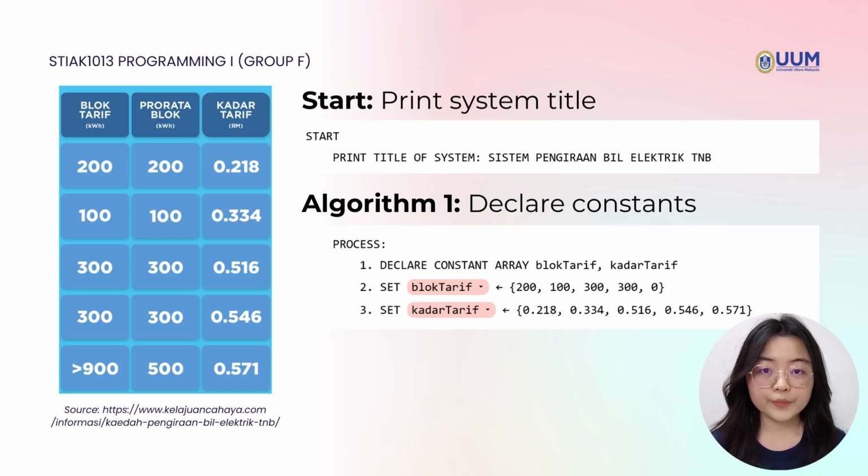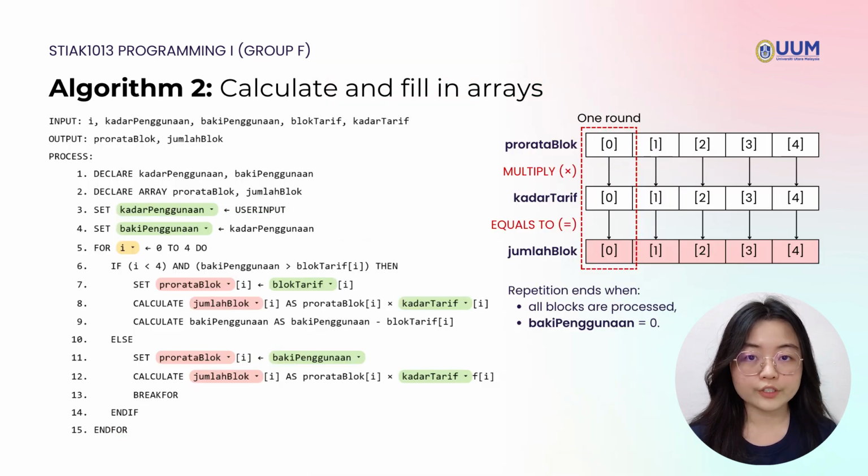The pseudocode begins with START. First, I will print the title of the system. The first algorithm declares the constant variables, whose values will not be changed throughout the process. Block tariff and kadar tariff are declared as arrays and their values are assigned based on the table in the case study. Algorithm 2 calculates and fills in the values in the berata block and jumlah block arrays.